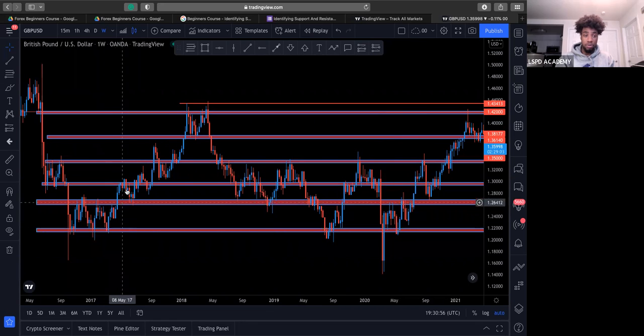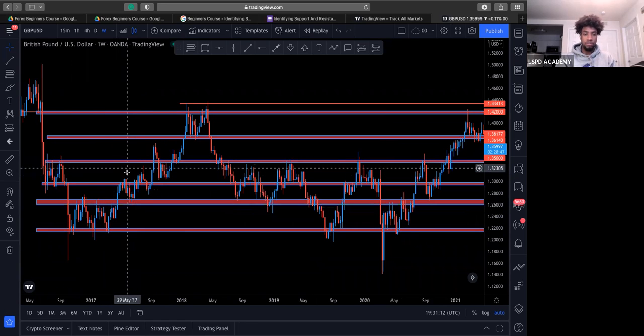And once price broke above, what did it do? It came back and retested this level. Oftentimes you'll see when resistance is broken, it's retested as support. When support is broken, it's retested as resistance, right? So you see we have these two levels of support and resistance.